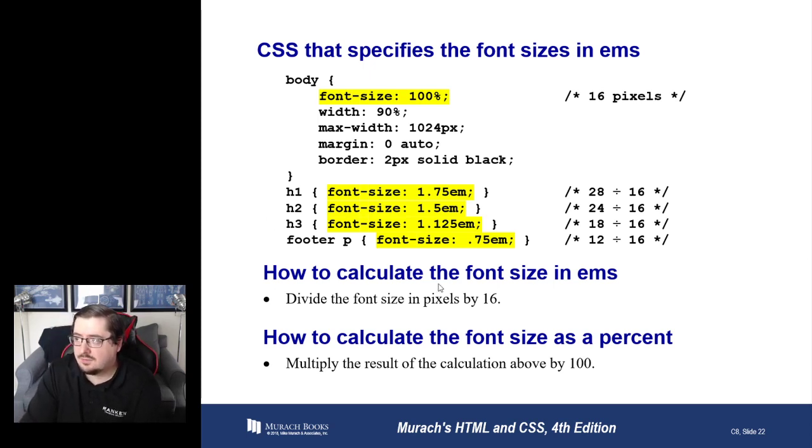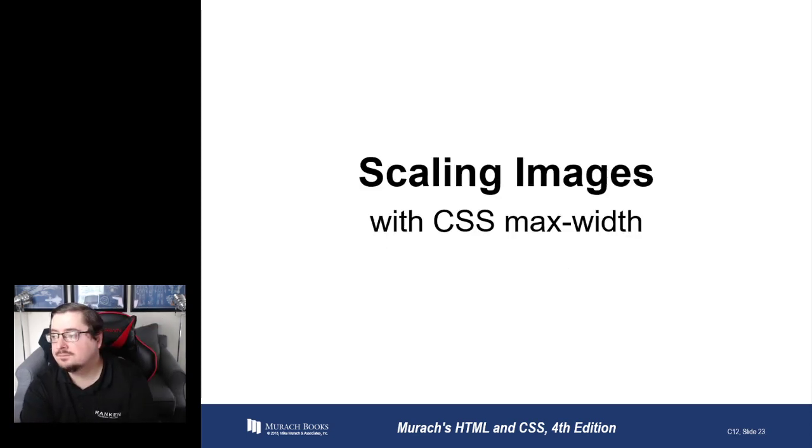So there's the calculation. Let's say we want to convert an absolute, a fixed font size from pixels to EM. We're just going to divide by 16. If you want to convert it to percentage, you divide it by 16 and then multiply it by 100. So here, if I want to represent this as a percentage, that would mean the H1 is 175% instead of 1.75. Okay.